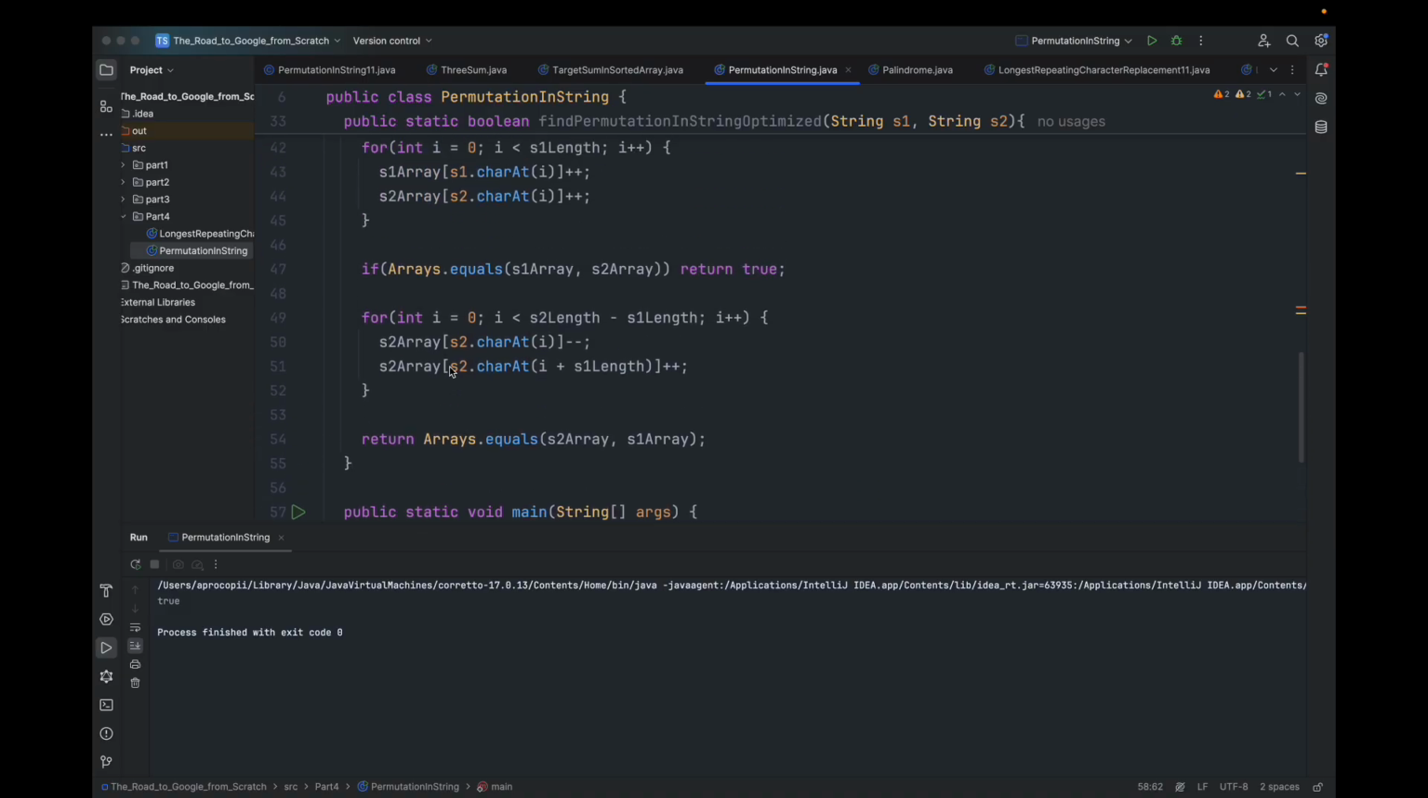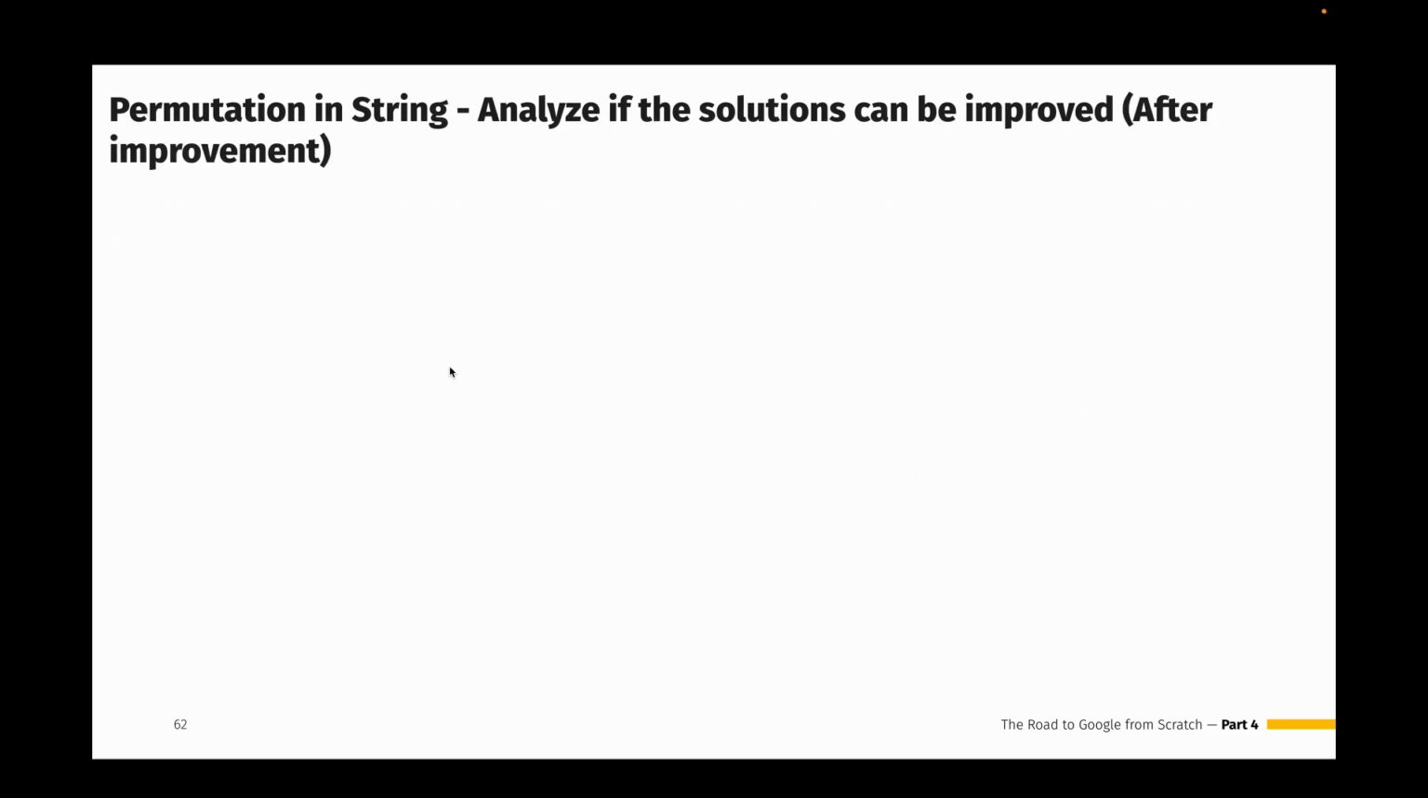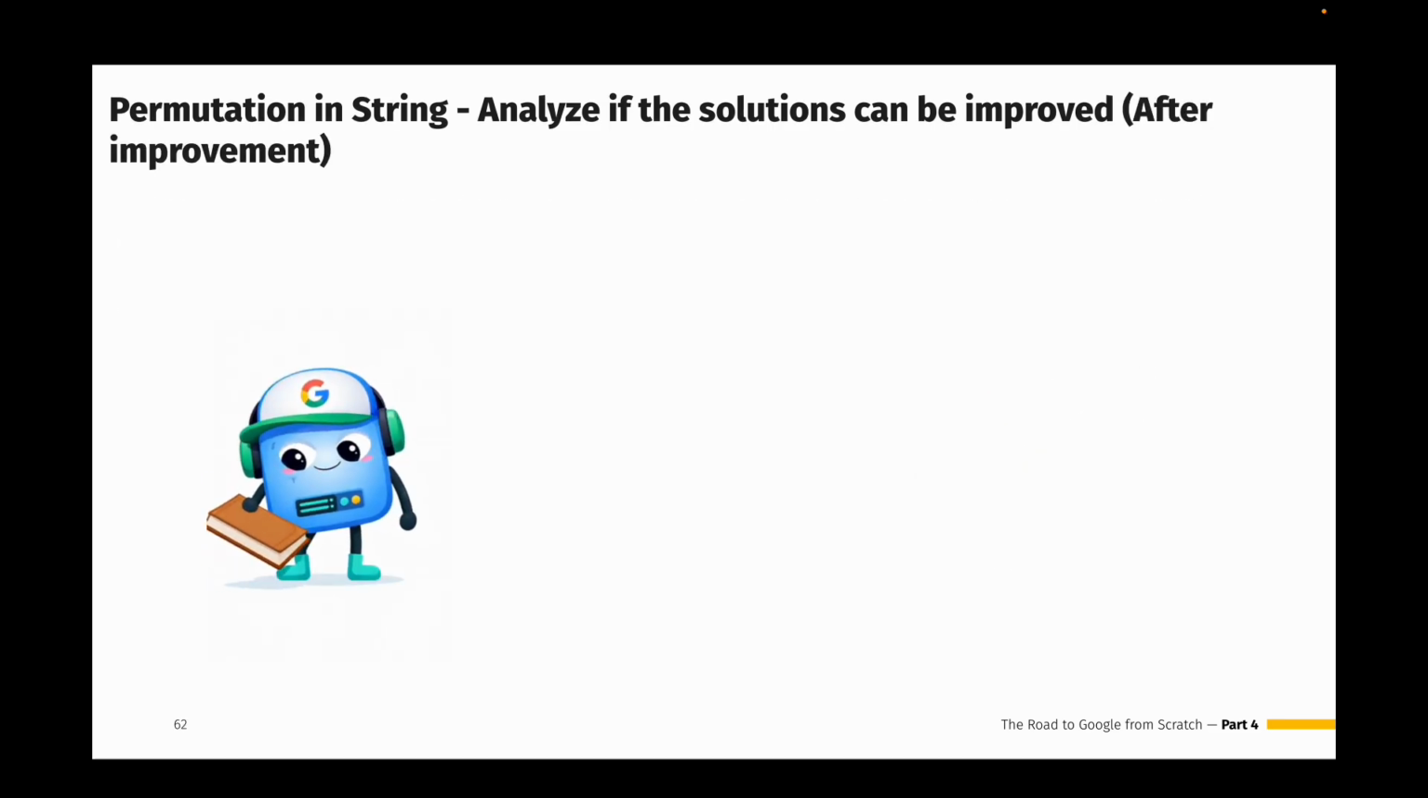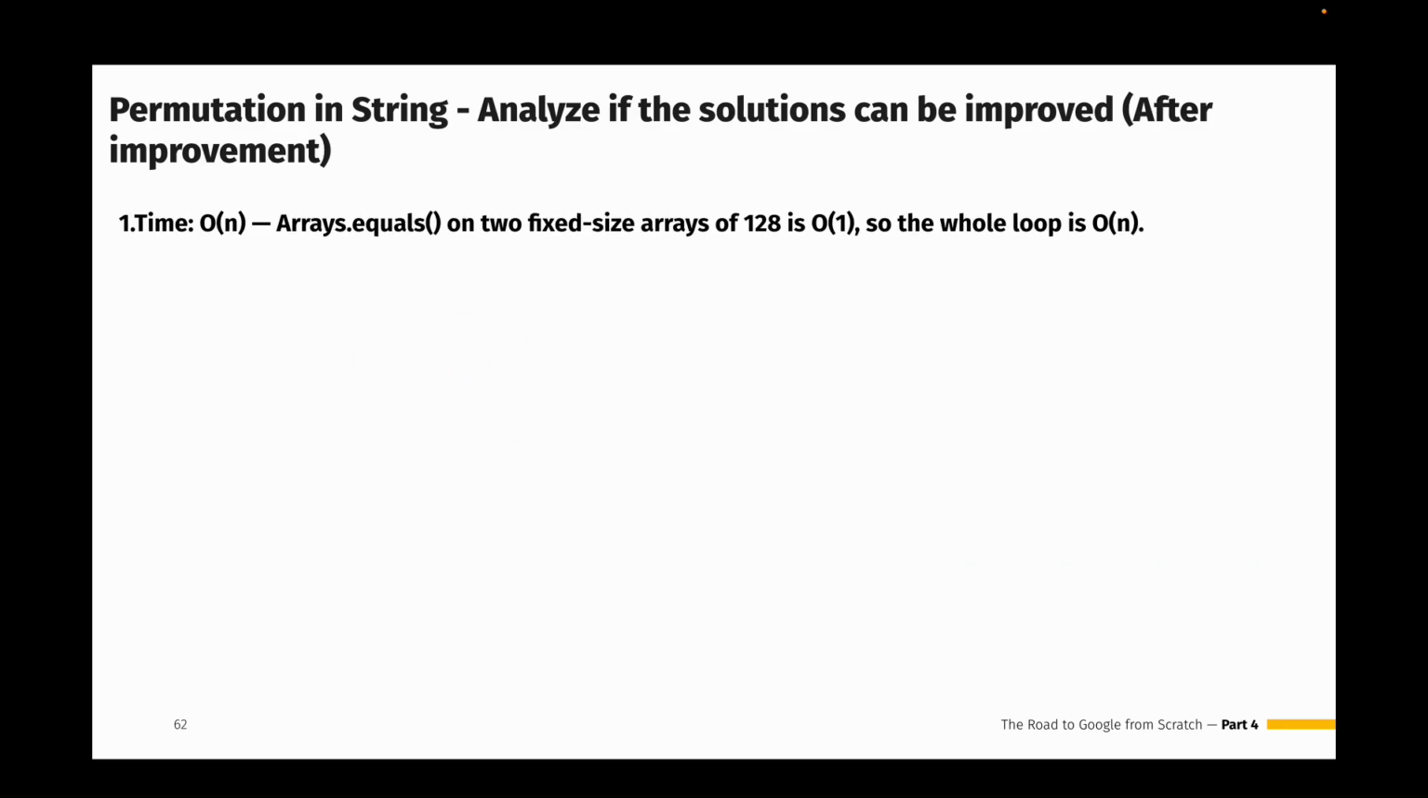Now let's go back and analyze the solution. So what has changed in our complexities? The time complexity has changed. We have O(n) time complexity. The Arrays.equals method on two fixed-size arrays of 128 is considered O(1) time complexity because it doesn't depend on input data. So the whole loop is O(n) complexity, and the space complexity is O(1) because we have two fixed-size arrays of 128. So that's the optimized solution.